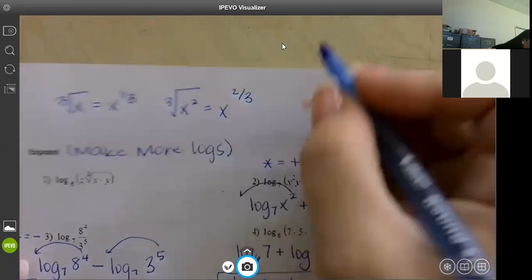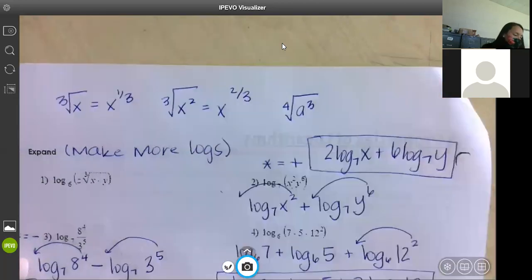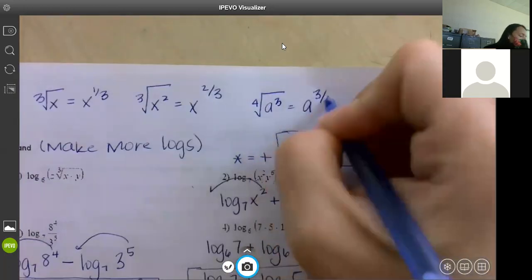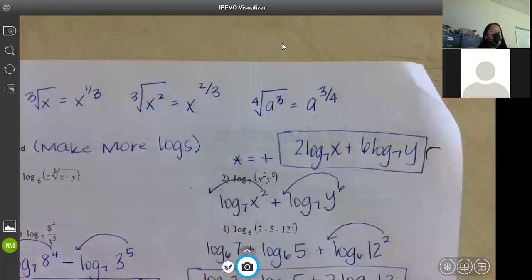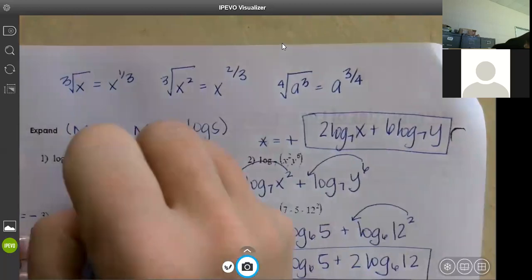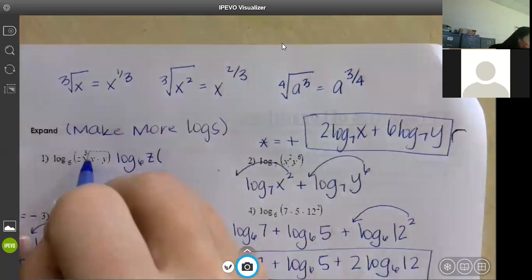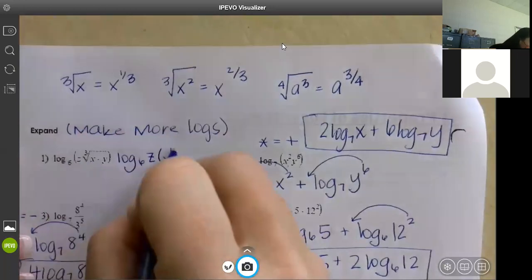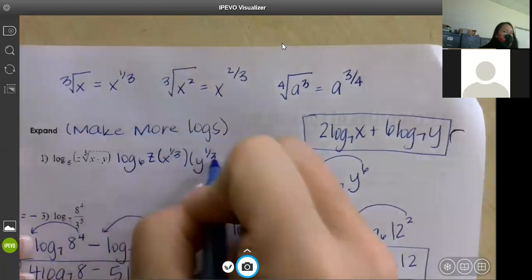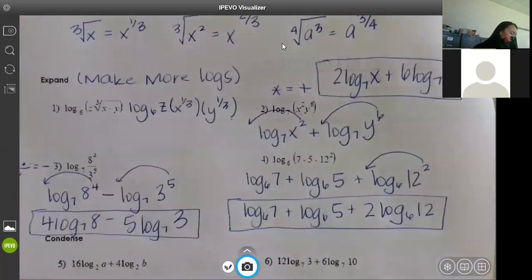So one more time, if I gave you the 4th root of a to the 3rd, the power goes on top, the root on the bottom. So just reminding you how to rewrite that. So this is actually log base 6 of z. x is under the cube root, so it's the 1/3 power, and y is under the cube root, so it's also the 1/3 power. So then it looks a little bit different, okay? Makes it a little bit easier.